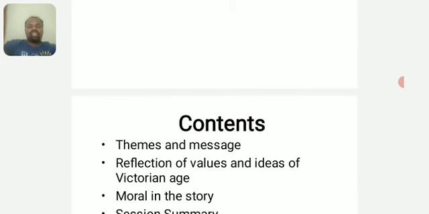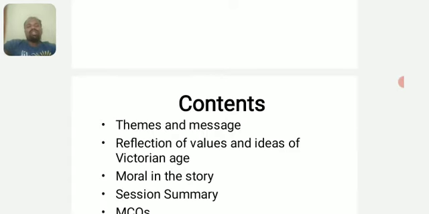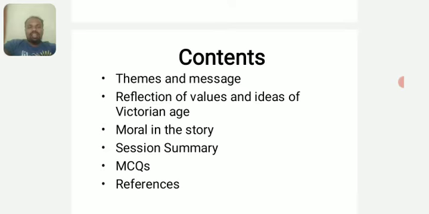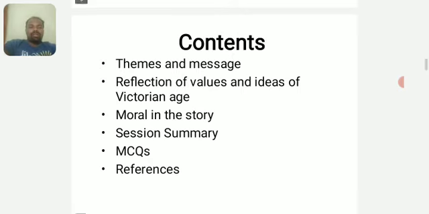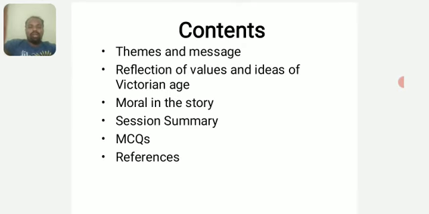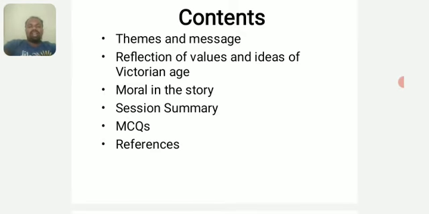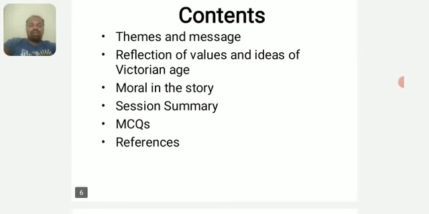In this PPT, very importantly, we'll have some important contents to be discussed in the further slides. They are the themes and message: what are the major themes of this story, and what message can we get from it? We will also discuss the reflection of values and ideas of the Victorian age. The Victorian age is one of the important periods in English literature, because Queen Victoria lived in that period, and it is the 19th century. We will also have the moral of the story, the session summary, and at last, as usual, some multiple choice questions regarding this PPT session, and some references.